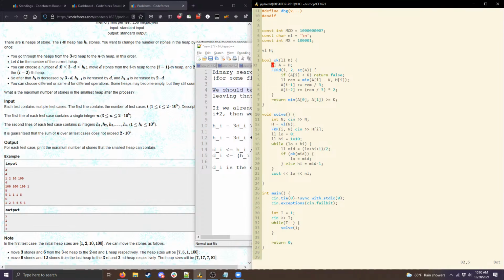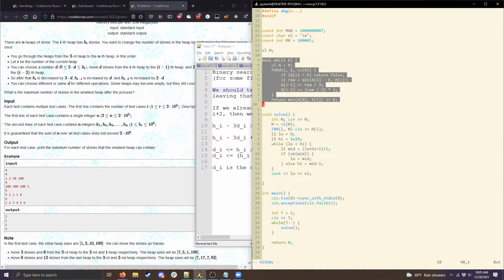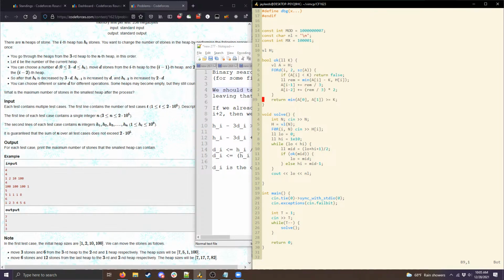I put OK in this function just because that generally makes it slightly easier to implement. But theoretically, you could slightly modify this code and put it in the main function and it would still work. All right. So let's see, what else?